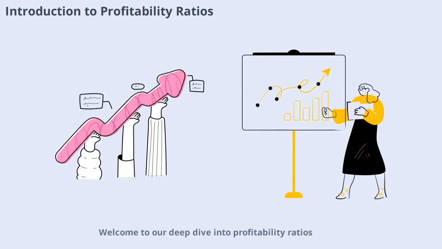Welcome to our deep dive into profitability ratios, essential tools for evaluating a company's ability to generate earnings relative to its revenue, assets, or equity. In this video, we'll break down the most important profitability ratios, explain how they're calculated, and show you why they matter for investors, managers, and anyone interested in business performance.